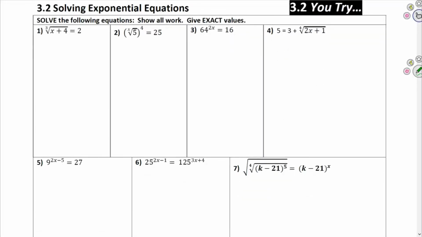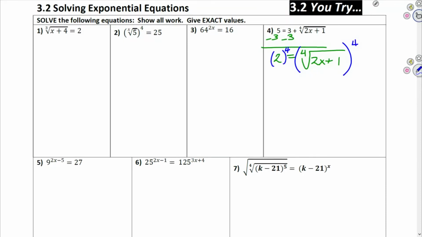Let's first look at number 4, and I have 5 is equal to 3 plus the 4th root of 2x plus 1. Okay, my first task will be to get that 4th root by itself, and I'll do that by subtracting 3 from both sides. Okay, and I get 2 is equal to the fourth root of 2x plus 1. Okay, now I'm going to use an inverse and think through what is the inverse, what's the opposite of a fourth root. The opposite of a fourth root is raising it to the fourth power.